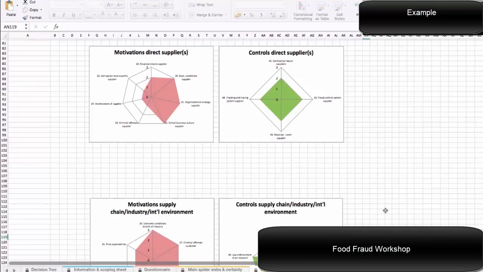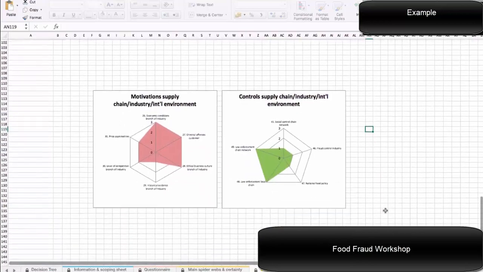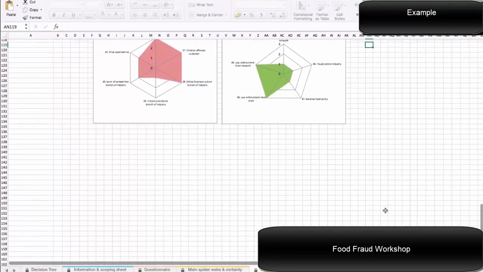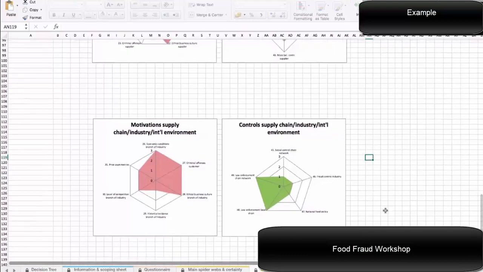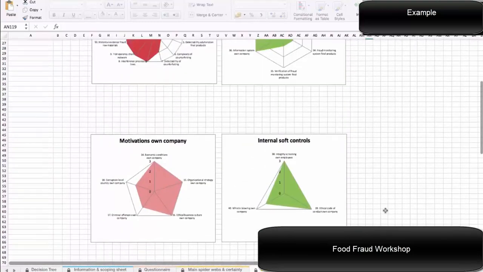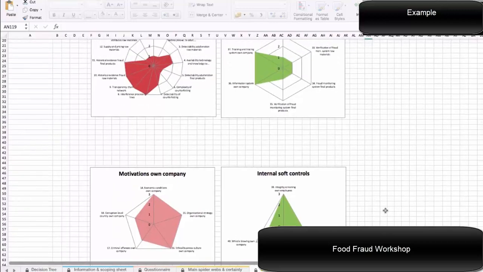And that is really how all of these detailed spider webs that we have within the spreadsheet work, and it just helps you more rapidly, visually interpret quickly how you as a business can act on the answers that you've given in the original questionnaire in spreadsheet number 3.